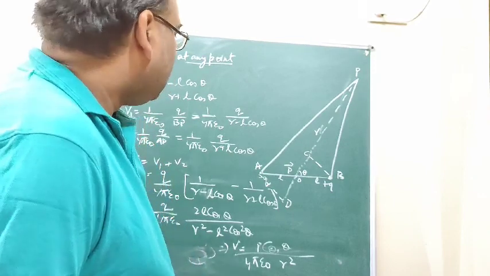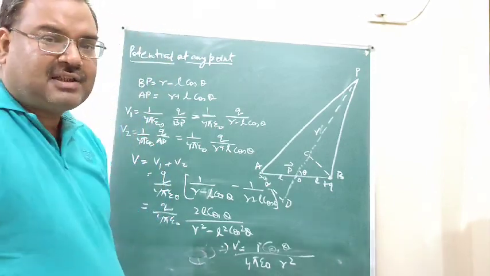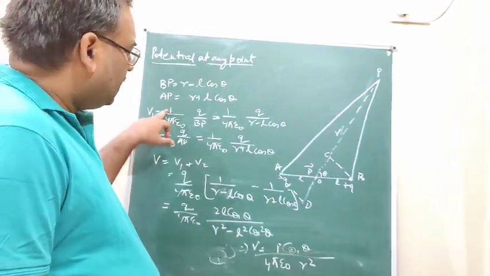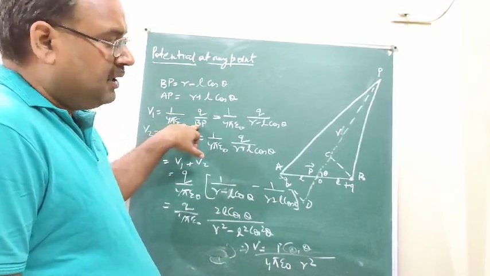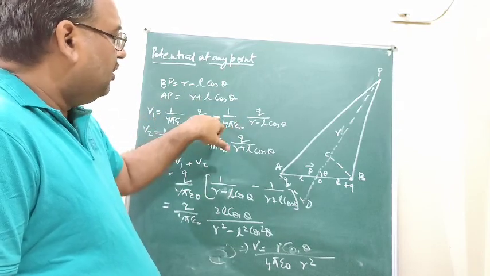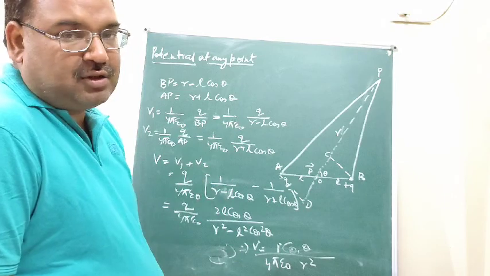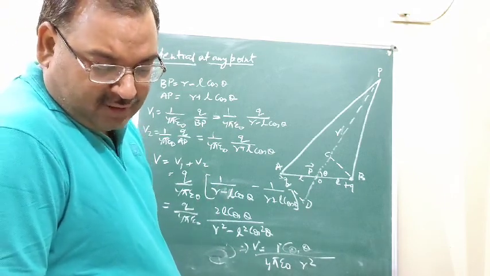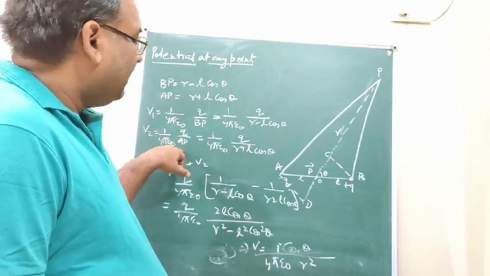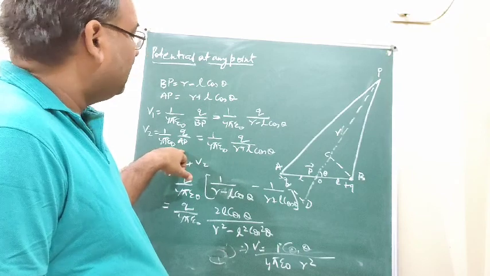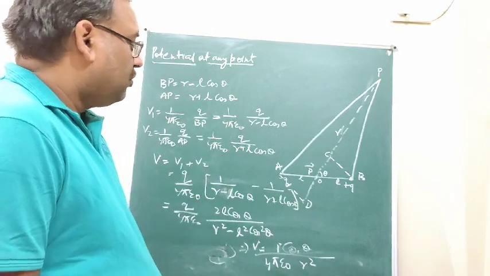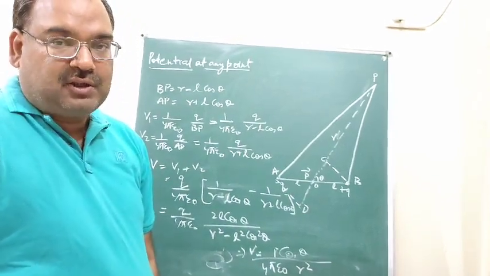Now we will find out the electric potential due to the negative charge and the positive charge. So potential V1 is the potential due to the positive charge. This is equal to 1 upon 4 pi epsilon naught q upon BP. So instead of BP, we will write the value here, r minus L cos theta. So 1 upon 4 pi epsilon naught q upon r minus L cos theta. Similarly, we will find out the potential due to negative charge, 1 upon 4 pi epsilon naught q upon AP. The value of AP is equal to DP, which is equal to r plus L cos theta. So we substitute this value here: 1 upon 4 pi epsilon naught q upon r plus L cos theta.